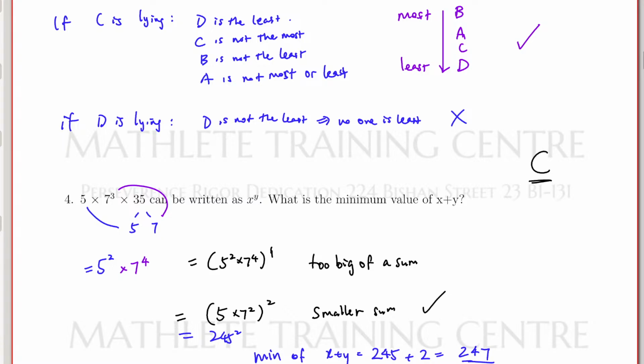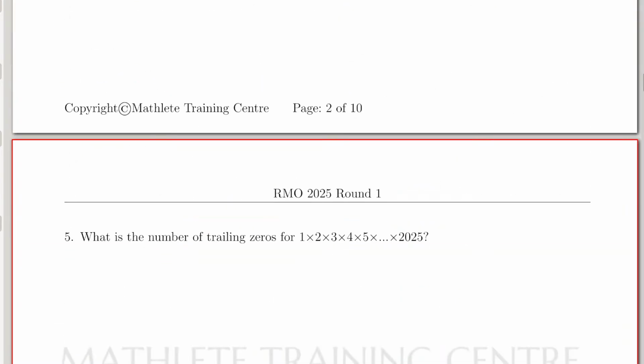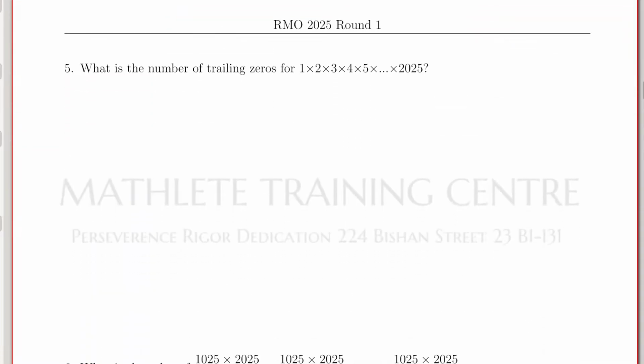Okay? For our next question, question number 5. We want to find the number of trailing zeros for this 1 times 2 times 3 times 4 times 5 all the way to 2025. So trailing zeros just means the number of ending zeros, how many zeros it has at its back. And the trick for such questions is we always want to count how many fives there are.